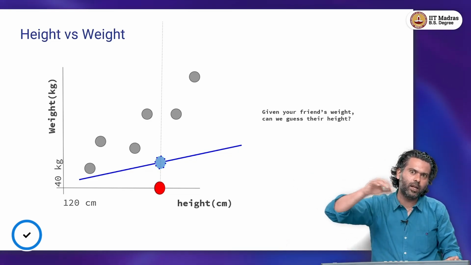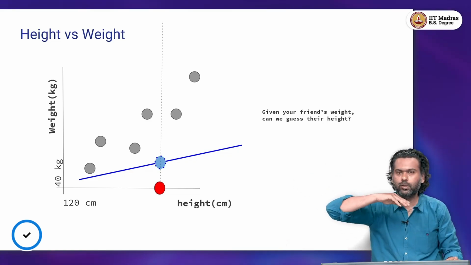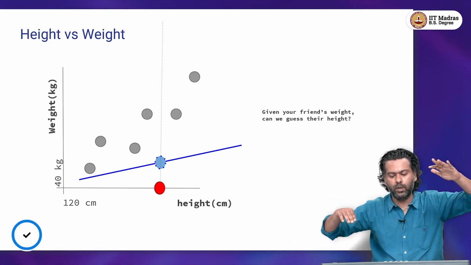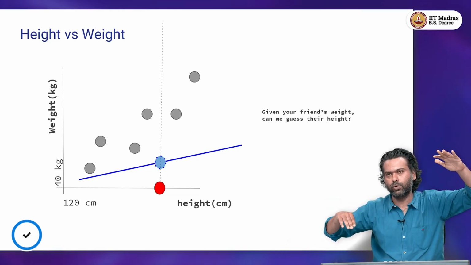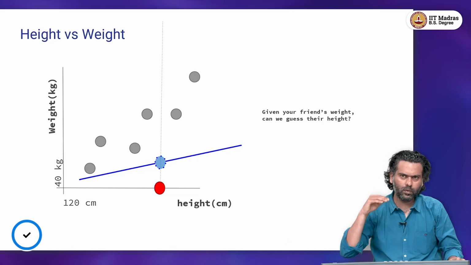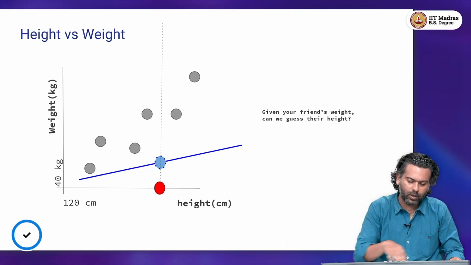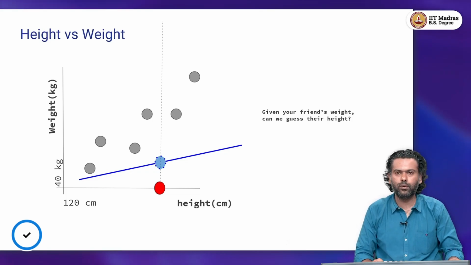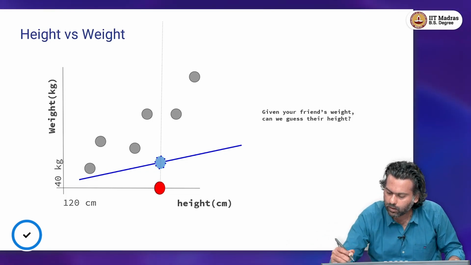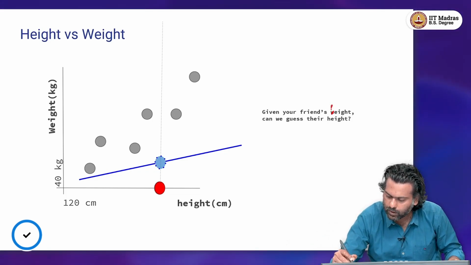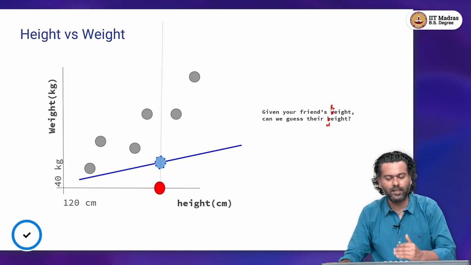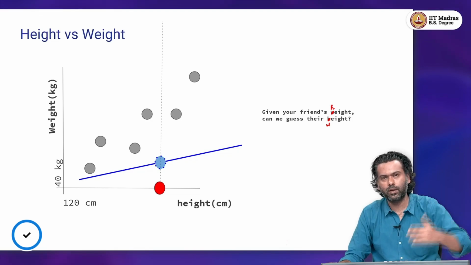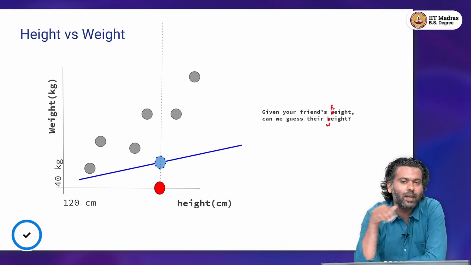When I say proportionality, it's a linear relationship, right? So if the height increases, the weight increases proportionally. Now here is one line. I think the question that should be asked is, given your friend's height, can we guess the weight? That's the question we are asking, because the x-axis is height, which is given, and we are trying to guess the weight. Here is a linear relationship.